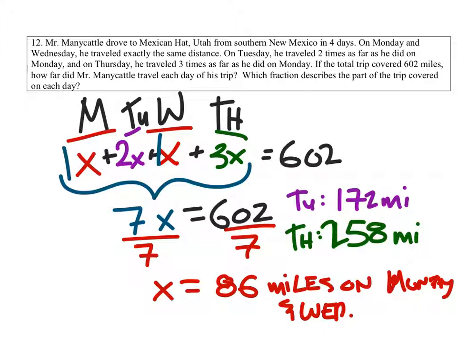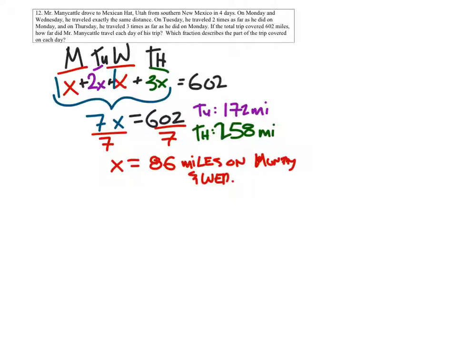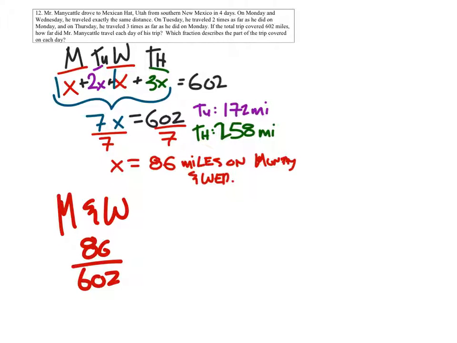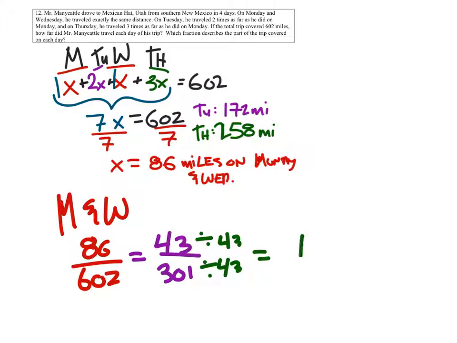So what fraction of the trip? Well, I'll give myself more space here. Monday and Wednesday is the same, and that would be 86 miles out of the 602-mile trip. So we just need to simplify this fraction. 43 over 301. That should be it. These can be divided by 43. And that would give us 1/7 of the trip took place on Monday and Wednesday.